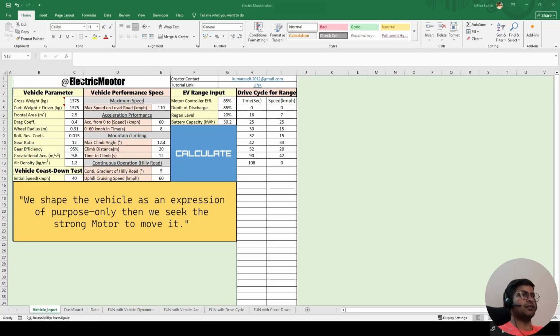When we are done putting all the values in automation mode, you just have to click the calculate button, and then you will get all the results in a dashboard and the data. But this whole tutorial is about understanding the concept, and understanding comes from doing each and every calculation by hand, and that's what I'm going to explain next. So with this set of inputs, the vehicle parameters and the vehicle performance specs, let's calculate the motor that can support these vehicle performance specs.